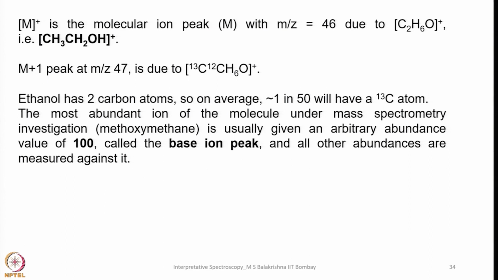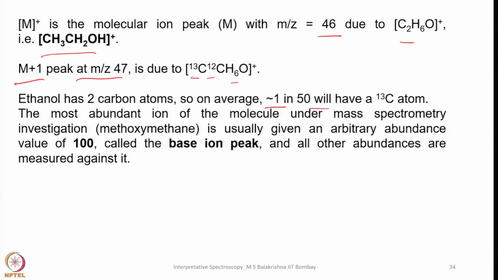Okay, so M+ is the molecular ion peak in the case of ethanol with mass to charge ratio 46 due to C2H6O+, that is CH3CH2OH+. The M+1 peak at m/z 47 is due to 13C 12C H6O. So now we see a peak at M+1, that is 47. Ethanol has 2 carbon atoms, so on average 1 in 50 will have a 13C carbon atom.